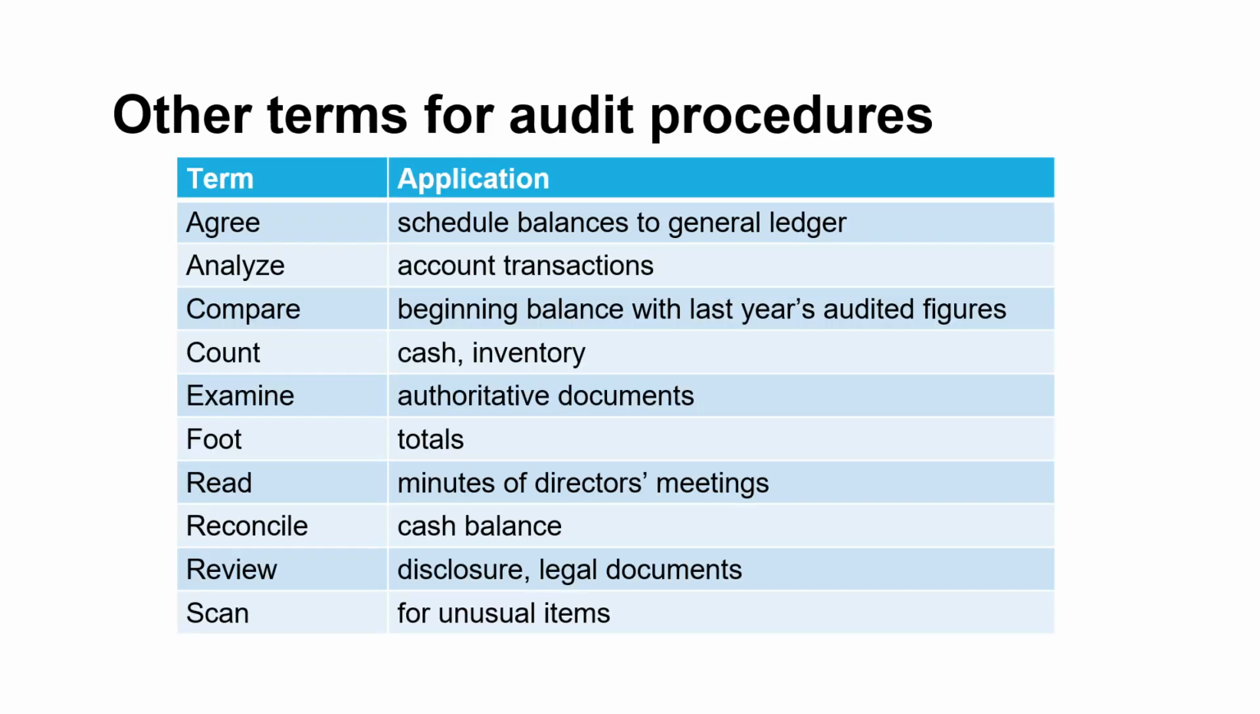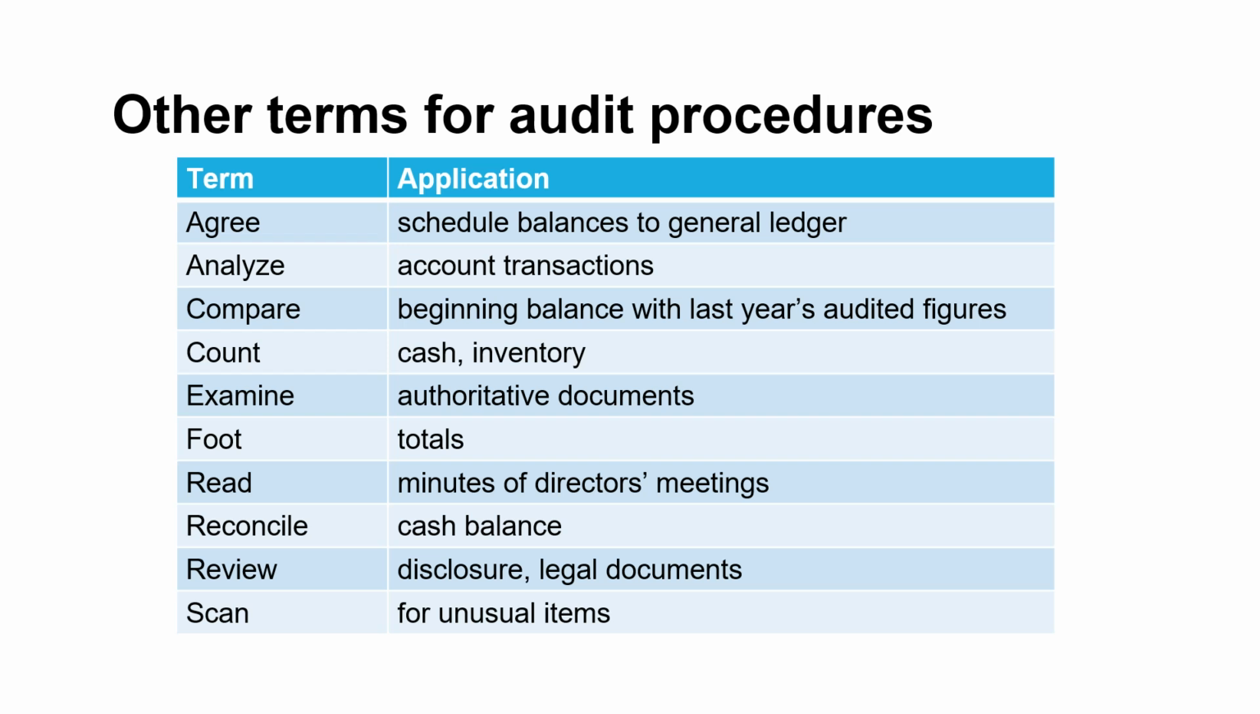Now, here are other terms for audit procedures that you may come across when you look at an audit program or when you follow an audit program. You may see the term, for example, agree. So we normally say agree the scheduled balances to the general ledger. This is, of course, in answer to our audit objective of detailed tie-in, right? We may analyze account transactions, compare beginning balance with last year's audited figures. Of course, last year's ending balance should be this year's beginning balance, right?